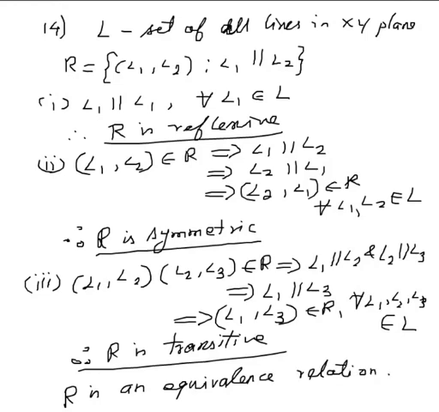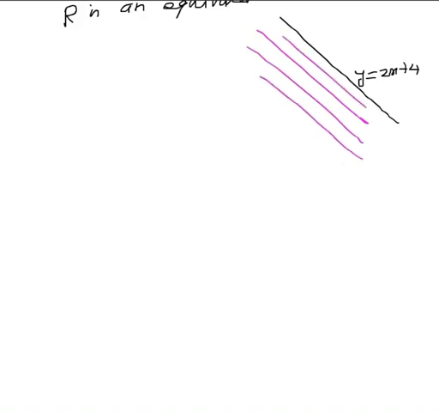Now the second part of the question is, find the set of all lines related to the line y = 2x + 4. For example, say this is the line y = 2x + 4. The lines which are related to this are all parallel lines, parallel to this. How many such parallel lines can we draw? Infinitely many. The equations of a set of parallel lines differ only by the constant term.